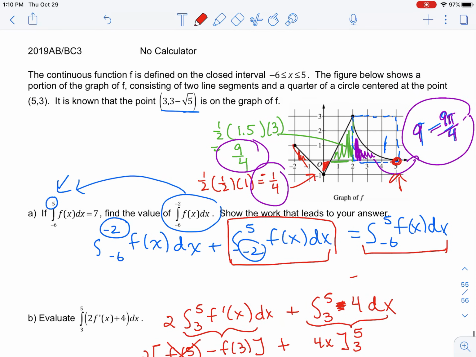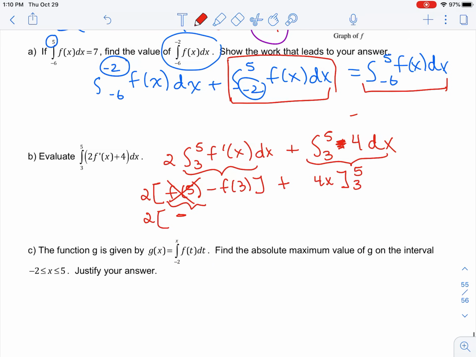f of 3 is the point that we want to use. They tell us that point is 3 minus square root of 5. So it's really negative (3 minus square root of 5). I'm going to distribute that negative so it becomes a plus. This would be 20 minus 12. And then if you simplify all this and combine like terms, I've got negative 6 plus 8. So this is going to be 2 plus 2 square root of 5.